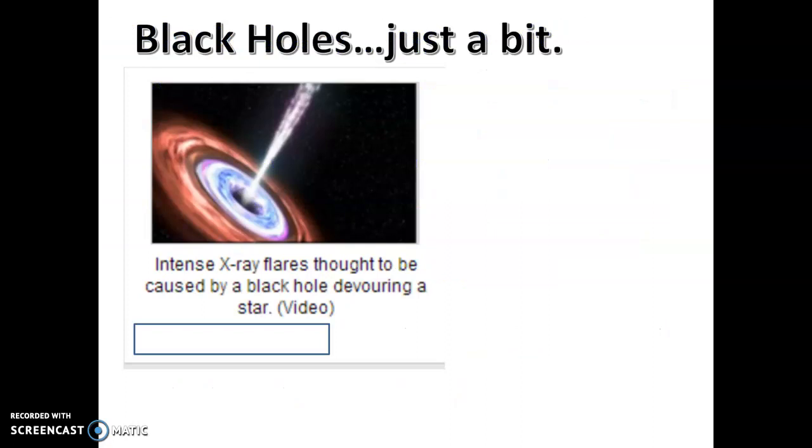Black holes. Just a wee bit on black holes. Black holes are so massive and so intense. They think that X-ray flares are caused by black holes devouring a star. You can click on this video here. Well, you have to go to my notes on my website, open it up and click on it, but it's pretty cool. So you get these jets shooting out. You can see a black hole eating up a star. At the polar ends, they have these jets of massive energy shooting out.